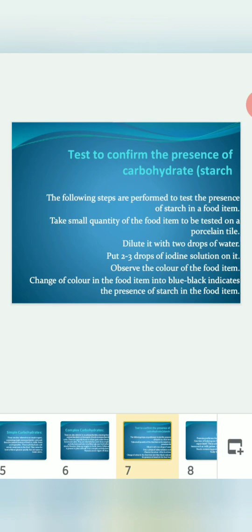Dilute it with 2 drops of water. Put 2 to 3 drops of iodine solution on it. Observe the color of the food item. Change of color in the food item into blue-black indicates the presence of starch in the food. So iodine is used to test the presence of starch in the food. If it is changing color to blue-black, then there is a presence of starch.